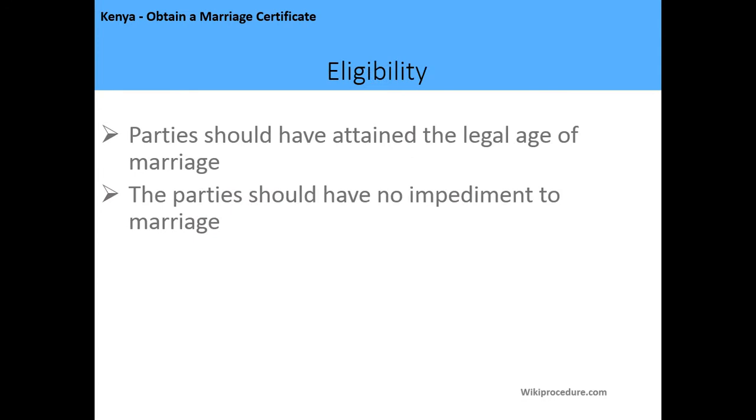So the eligibility is that parties should have attained the legal age of marriage to get a marriage certificate in Kenya, and the parties should have no impediment to marriage.